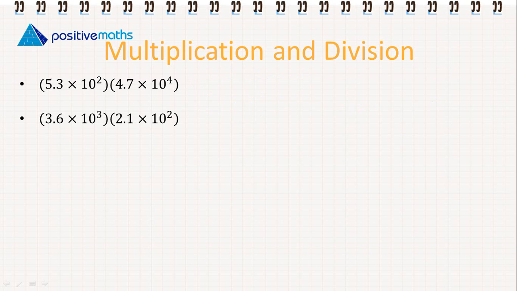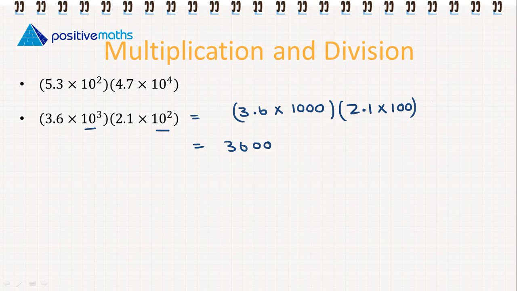Okay, our next example. So let's just do this example slightly differently, just so we can see the different ways we can do it. 3.6 multiplied by, so I'm going to expand our 10 powers first of all. So we have 10 to the power of 3 is going to be 1000 multiplied by 2.1 by 100. So 3600 multiplied by 210.